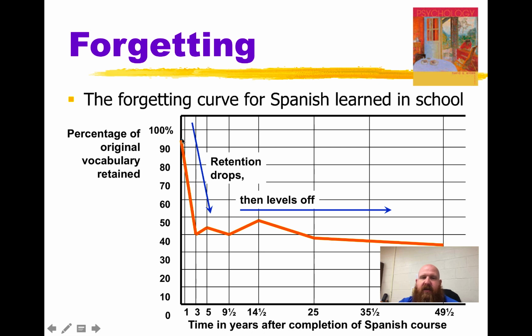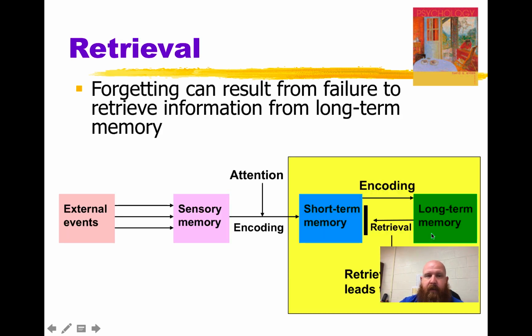Let's say you take your Spanish classes as a freshman and sophomore. Well, by the time you're a senior or maybe a freshman in college, you're going to forget. You're going to go from about 95% retention to about 45% retention. So you're going to forget almost half of it within 3 years. But what you do retain, you actually are going to keep for a while. So forgetting happens quickly, but what is not forgotten is forgotten much more slowly.